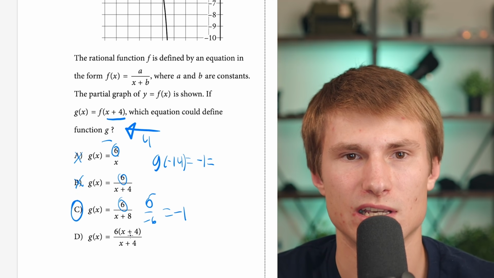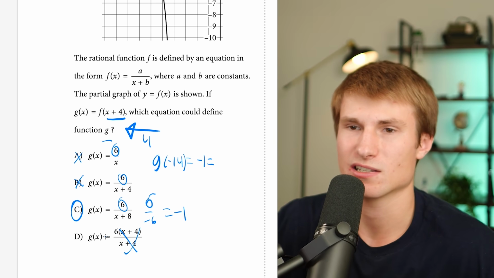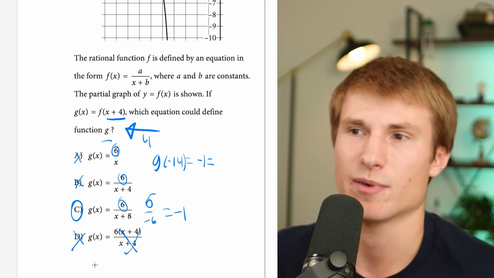I can quickly check D. The D I see is actually just going to be g of x is equal to 6. So that could never be the correct answer. Okay, so my answer there would have to be answer choice C.